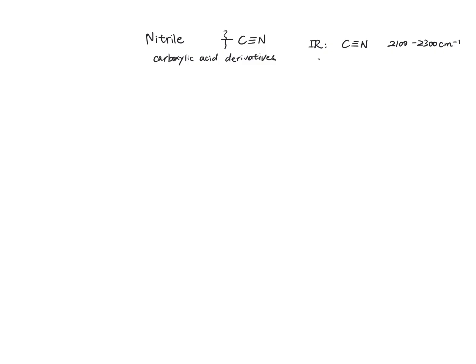And for the mass spec, because we have this nitrogen, we are going to follow the nitrogen rule: if you have an odd number of nitrogens, the M plus peak, this mass to charge ratio, is always an odd number. So those are some features of the nitrile.